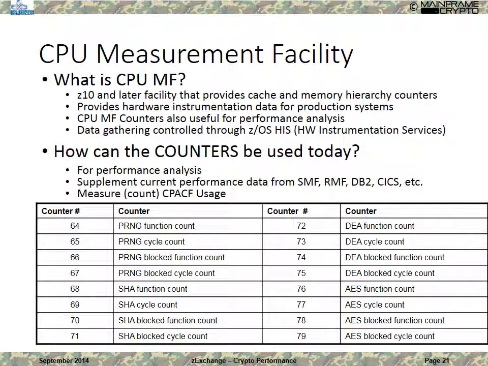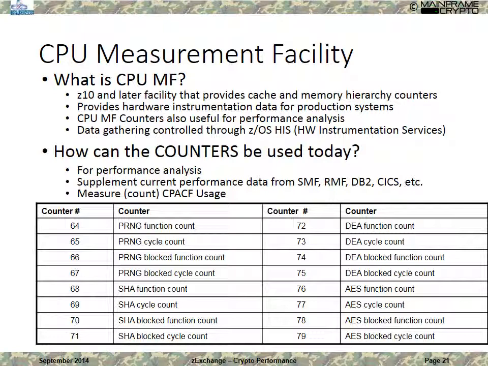So the KM and the KMC instructions, which do DES encryption and pseudo-random number generation, there are counters there for how many times you perform a pseudo-random number generate or a DES encryption or an AES encryption. And then the KIMD and the KLMD instructions implement SHA hashing. There's a counter there for SHA as well. There's a function count and a cycle count. The function count is how many times the instruction was called. The cycle count is how many cycles they used. Notice there's also a blocked function and cycle count.